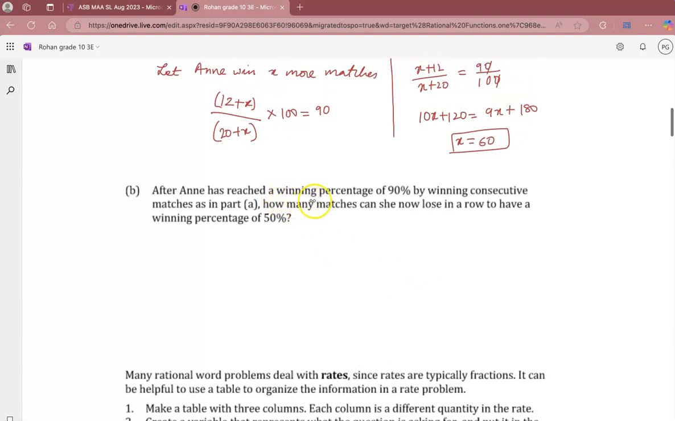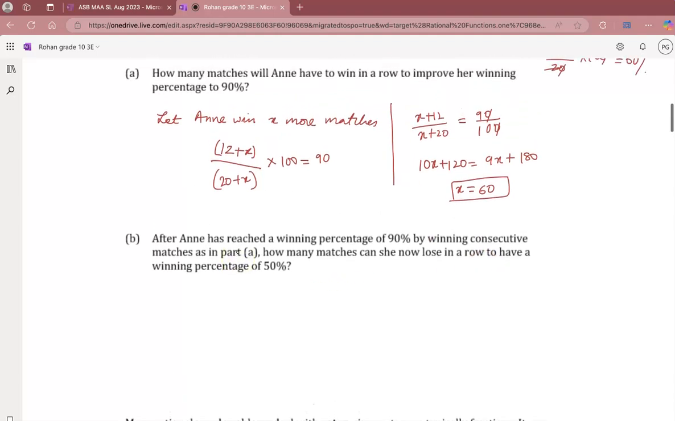After Anne has reached a winning percent of 90% by winning consecutive matches in part A, how many matches can she now lose in a row to have a winning percentage of 50%? So now listen, how many matches has she won? 12 plus 60, 72 matches. Total played: 20 plus 60, plus 80 matches, correct?